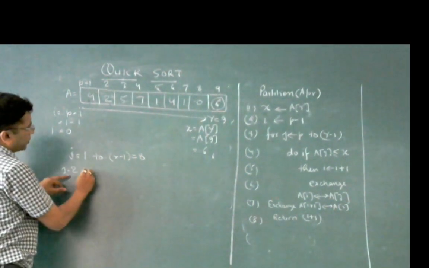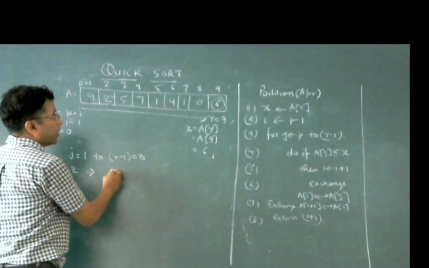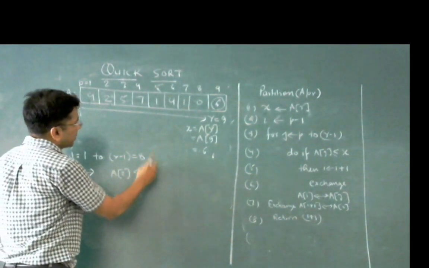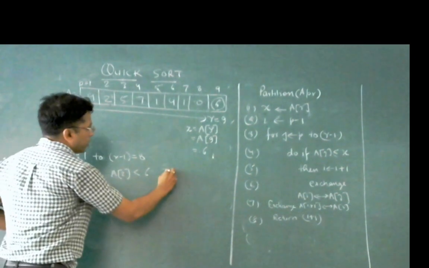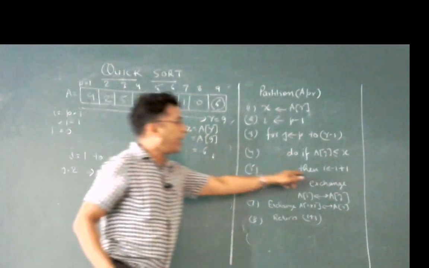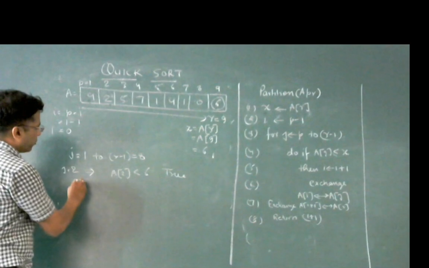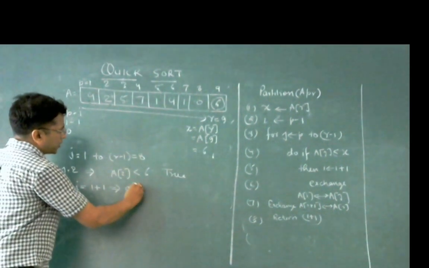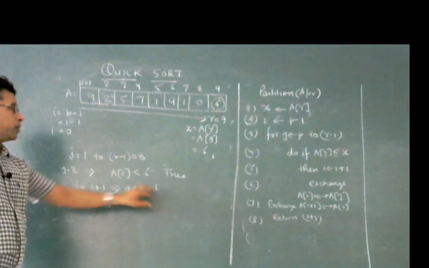what will the condition be? For j equals to 2, a2 is less than x. The value of x is 6, so this is true. In that situation, what will you do? Then i equals to i plus 1. The value of i is 0, so i equals to i plus 1 will become 0 plus 1 equals to 1. Then what?